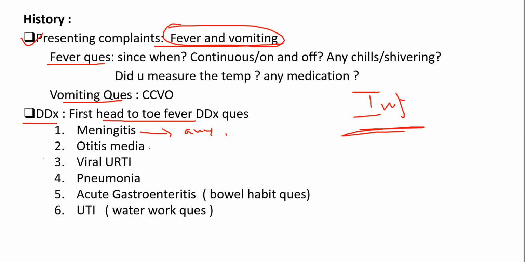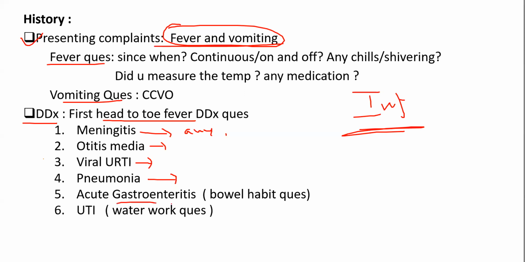After head, you have got all the upper respiratory tract infections, right? So ask about any runny nose, any sneezing, any watery eyes. For the ear, ask about any ear pain or any ear discharge, any sore throat for tonsillitis. And after upper respiratory tract, you have got lungs. So ask about pneumonia. So any cough, any breathing difficulty. Then what we have got, abdomen. So GIT. So we have got gastro and UTI.